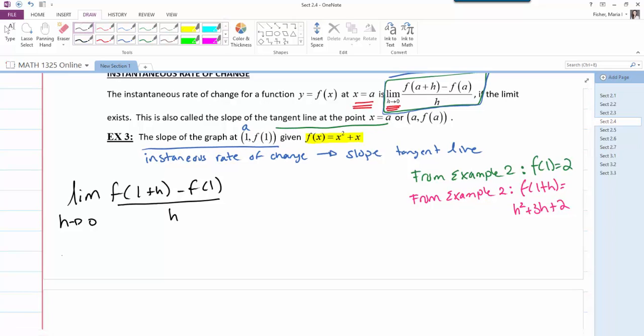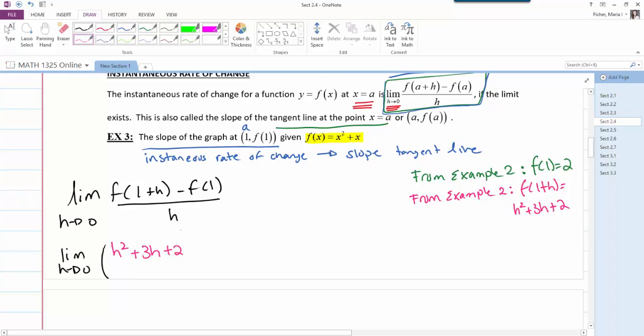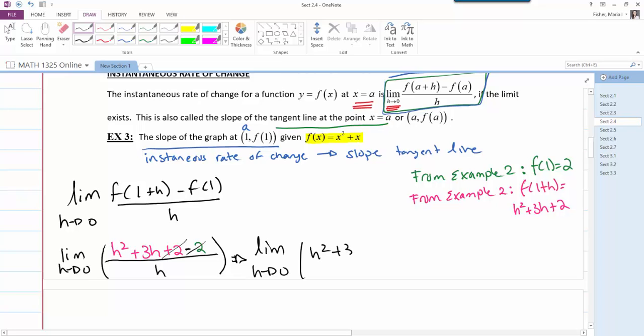So we're looking at the limit as h goes to 0 of, remember, f of 1 plus h was our h squared plus 3h plus 2. I need to subtract off f of 1, which we know is 2, and we're putting that all over h. Well, let's clean this up before we take the limit. Again, my 2's cancel, so I have the limit as h goes to 0 of h squared plus 3h all over h. Well, just like last time, everything's got an h in common, so I can cancel an h out of each one of those.